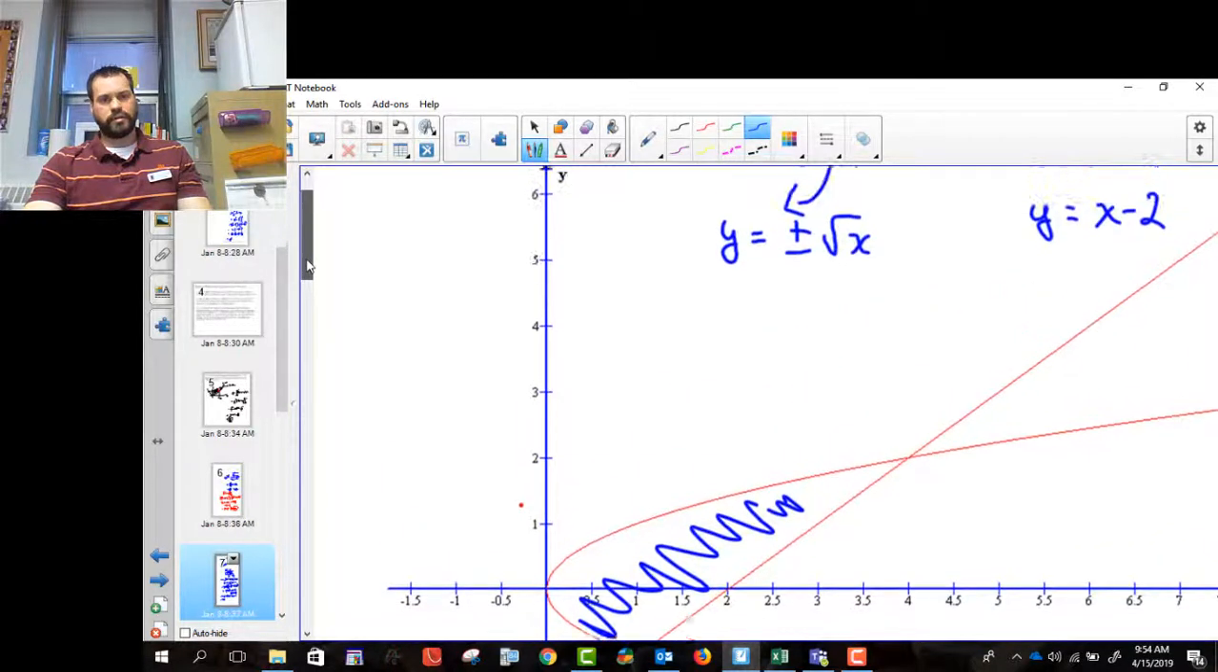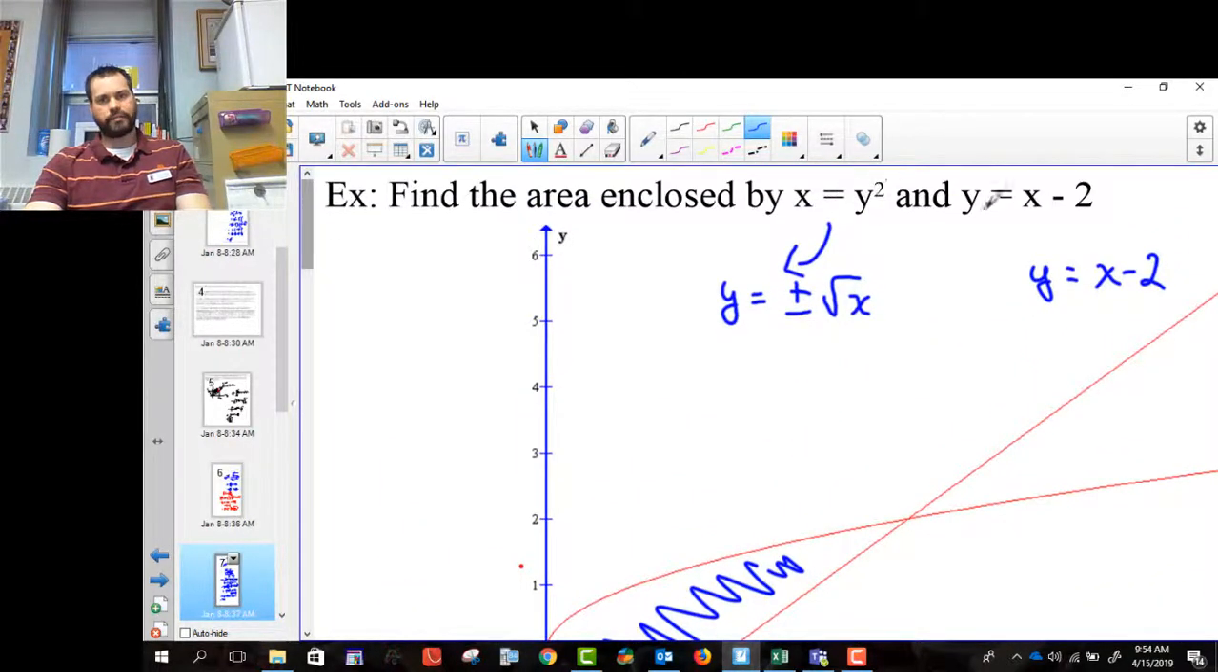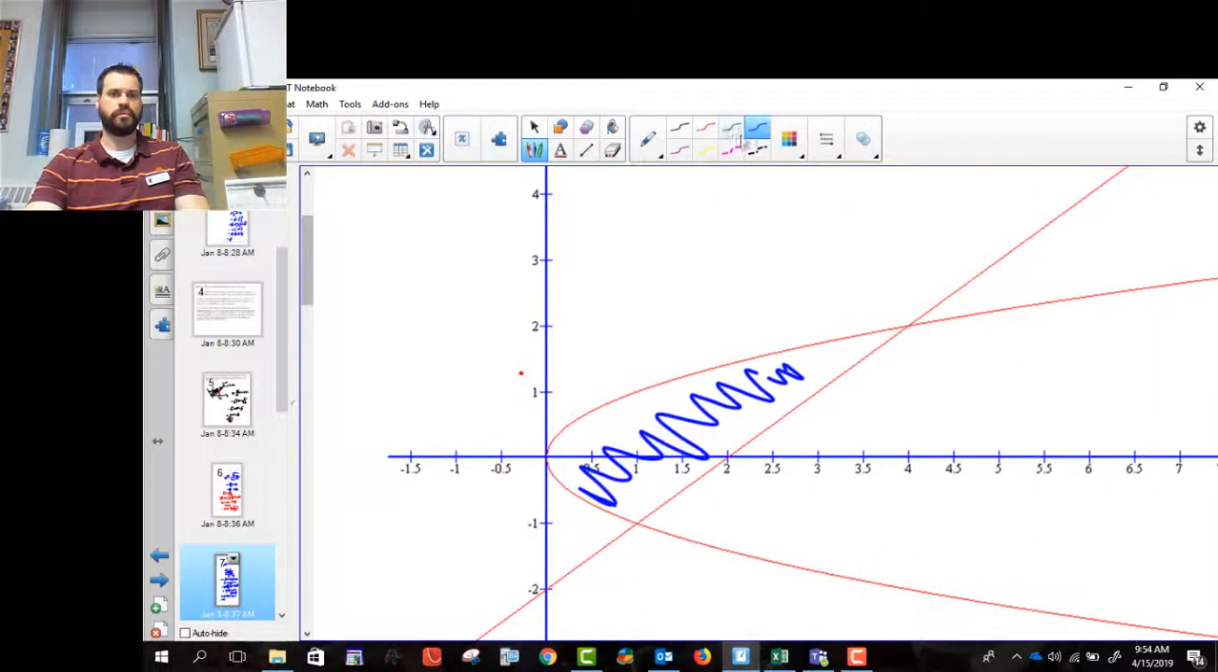What's interesting about this is that this is solved for x, and we can solve the line for x fairly easily. We can make it x equals y plus 2. And so instead of doing it in terms of x, we're going to do it in terms of y. So to do that, we draw a horizontal line instead of a vertical line, and we look at front function minus back function.